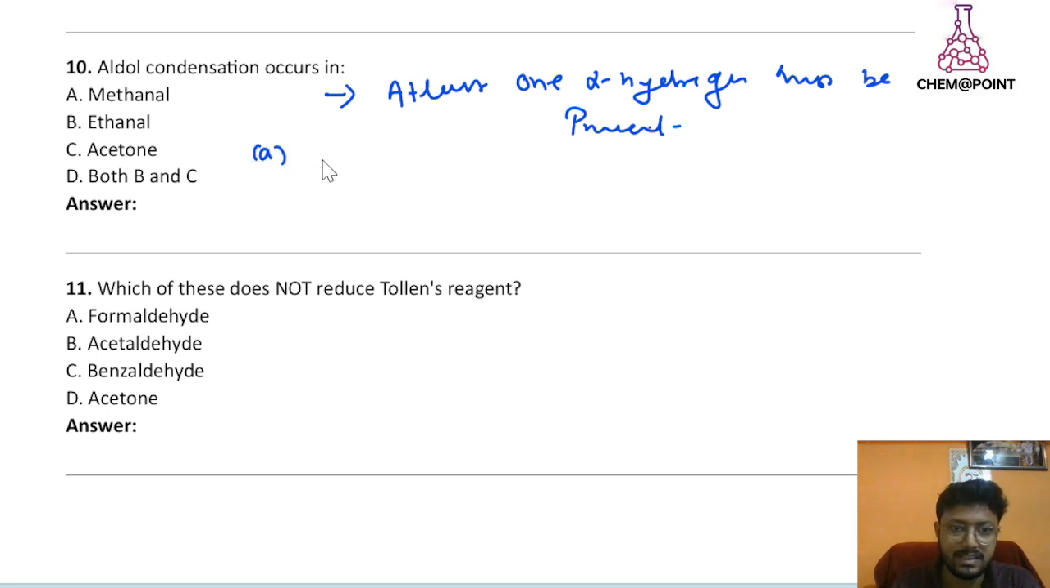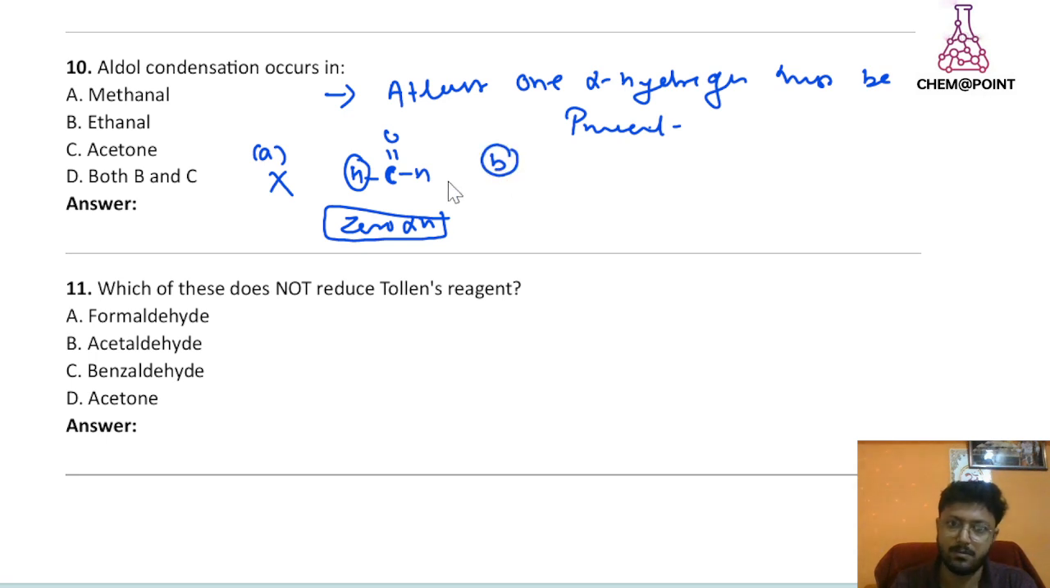Option A, methanol, HC double bond O single bond H. It has no alpha hydrogen, zero alpha hydrogen. So option A is wrong. Because the carbon directly attached to the functional group is the alpha carbon, but in this case only a hydrogen atom is there. That's why methanol cannot show aldol condensation.